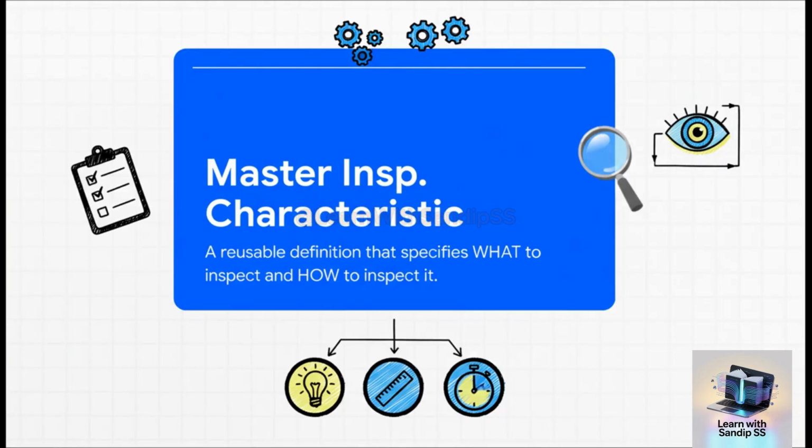Now, the most important building block of them all is the Master Inspection Characteristic, or MIC for short. This little gem is a master record that defines exactly what you're inspecting, say power consumption, and how you're inspecting it. The beauty is, you create it once, and then you can reuse it in hundreds of different plans. Just think of the time you'd save.